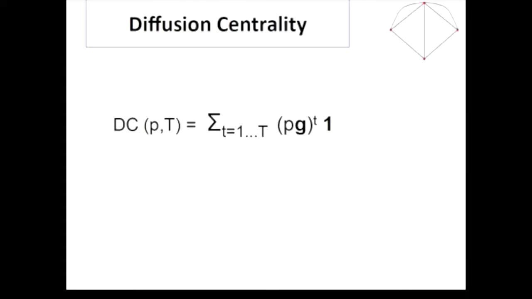The way we're actually going to define this, for various reasons, is that instead of running simulations, we're just going to define it by hitting the matrix G with a probability p. This just represents the probability that I interact with each neighbor at each point in time. And then we're going to raise it to various powers and sum that up over the T periods.